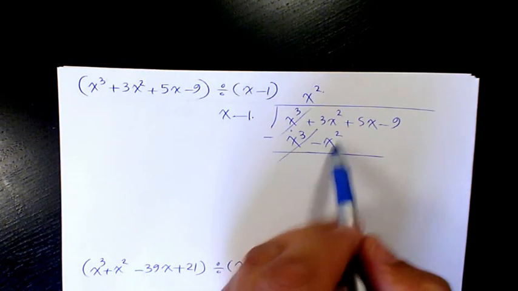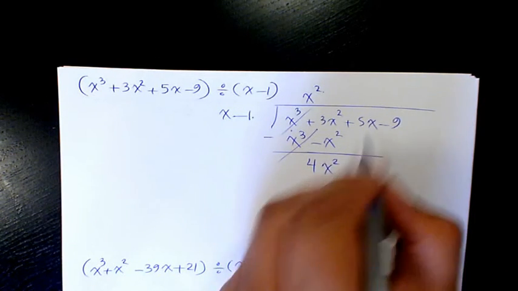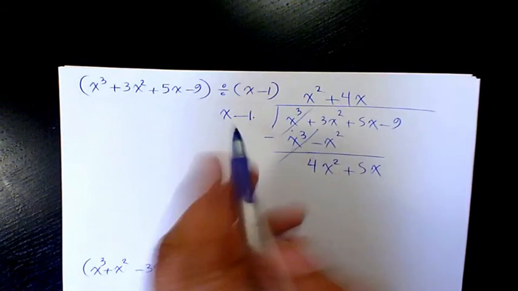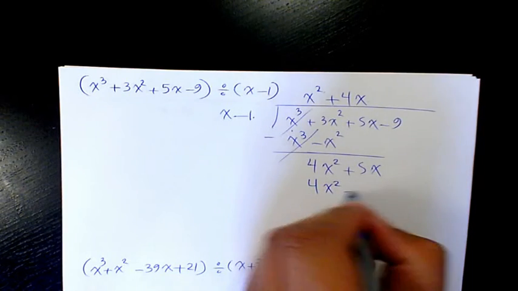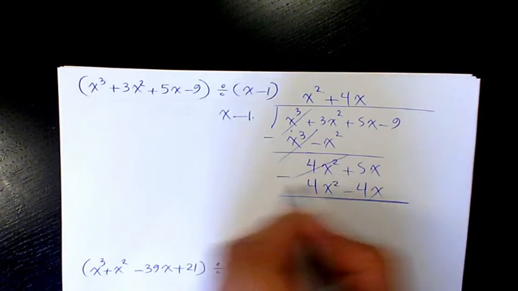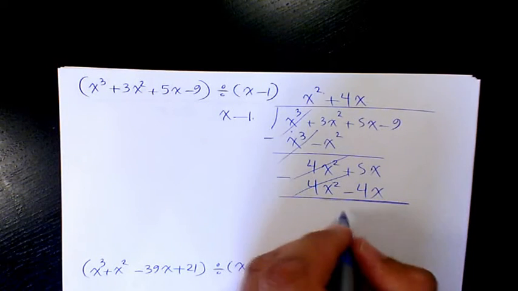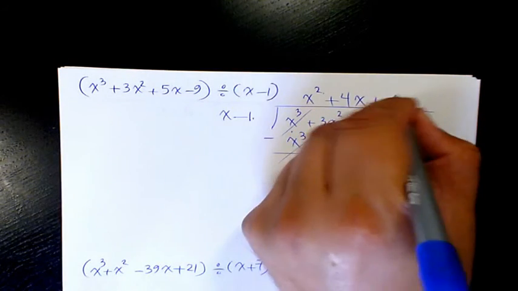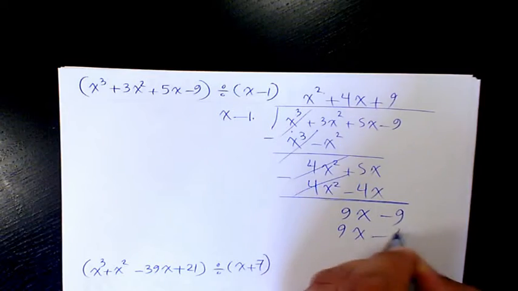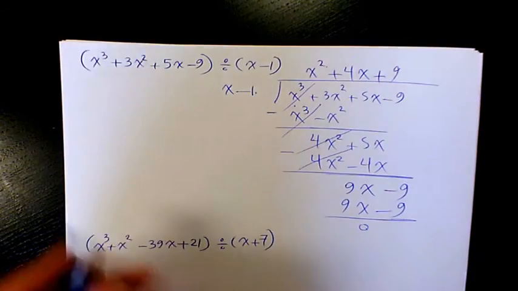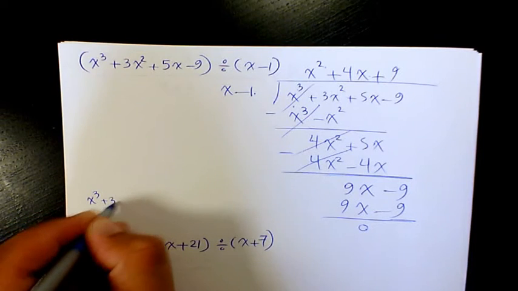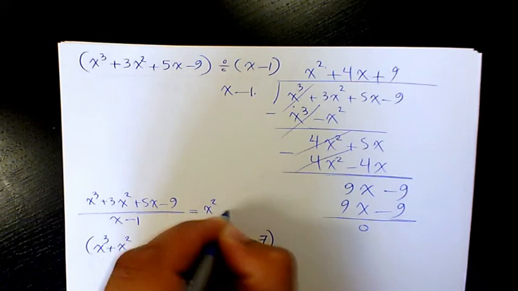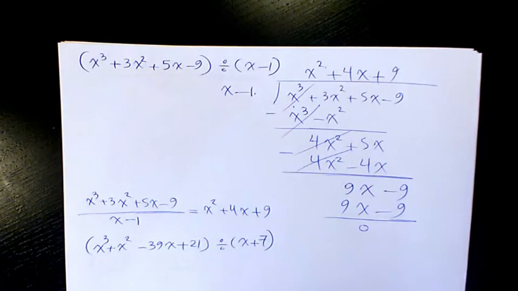3x squared minus negative x squared is going to be 4x squared. Plus 5x. 4x squared divided by x is going to be 4x. 4x times x, 4x squared. 4x times negative 1, negative 4x. When you subtract it, these two cancel out. 5x minus negative 4x is going to be 9x. Bring next one down. 9x divided by x is going to be 9. 9 times x is 9x, 9 times negative 1 is negative 9. That's going to be 0. So again, the remainder is 0. So x cubed plus 3x squared plus 5x minus 9 divided by x minus 1 is going to be x squared plus 4x plus 9. That's going to be the answer.